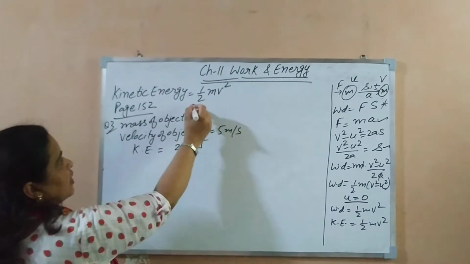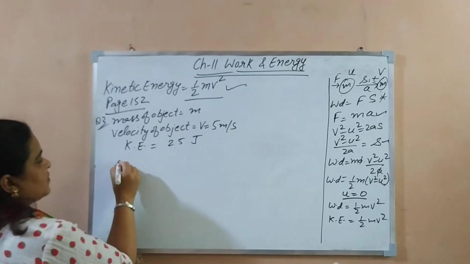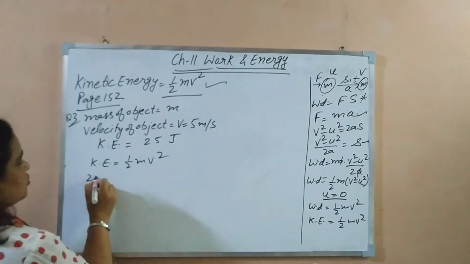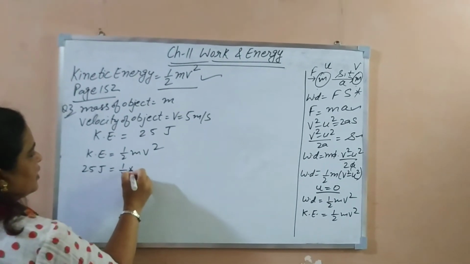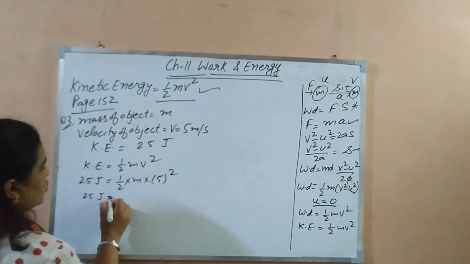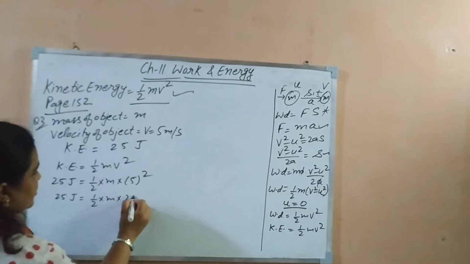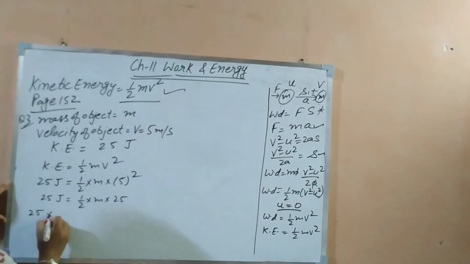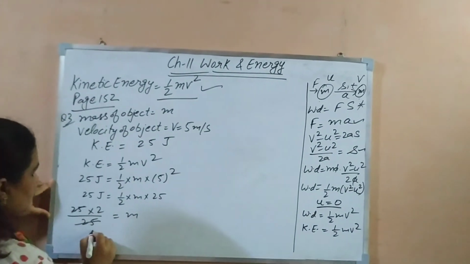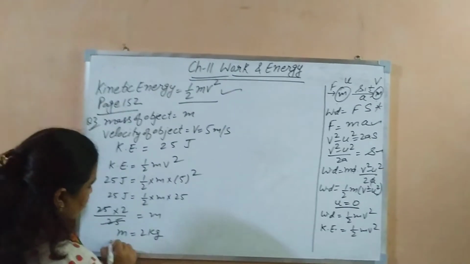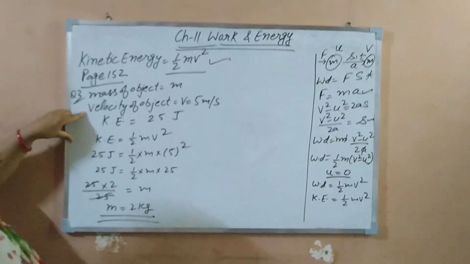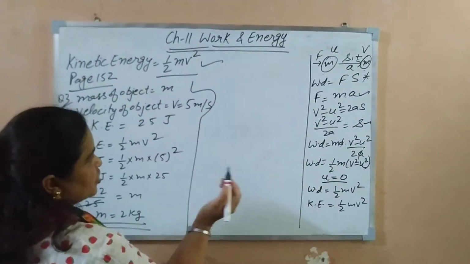So using this formula first, we will find the mass of the body. What is the kinetic energy formula? Half mv square. Put this value: 25 joule is half m, and v is 5, so do the square of that. So 25 joule is 1 by 2 m into 25. Cross multiply by 2 and divide by 25, you will get the m value. The mass of this object is 2 kilogram. It means the object moving with 5 meter per second has a mass of 2 kilogram.